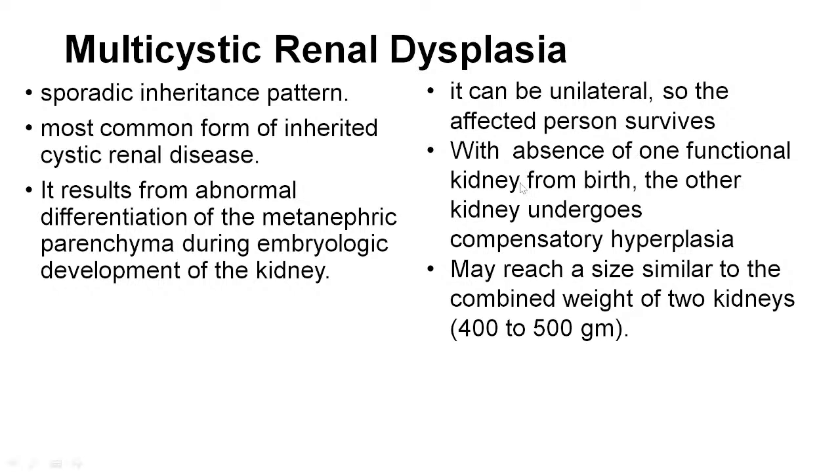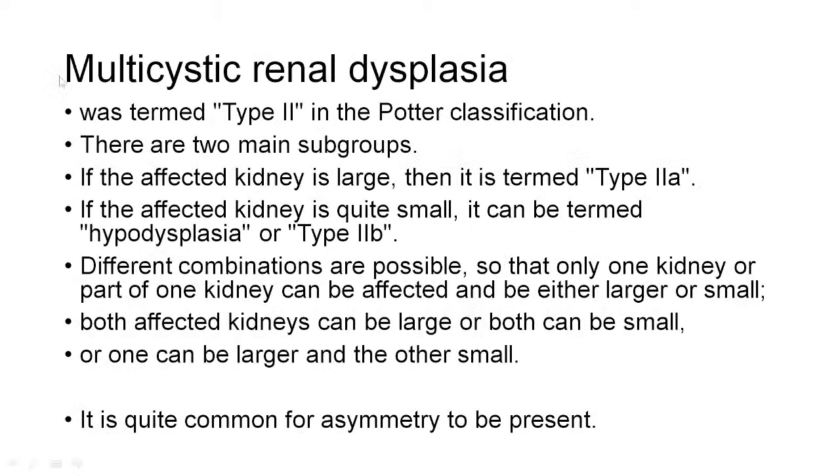With absence of one functional kidney from birth, the other kidney undergoes compensatory hyperplasia, because it has to take over the function of the bad kidney. Many reach a size similar to the combined weight of two kidneys, that is 400 to 500 grams. The normal weight of a kidney is around 225 to 250 grams. The multicystic renal dysplasia comes under the type 2 Potter's classification category, which I told you earlier.